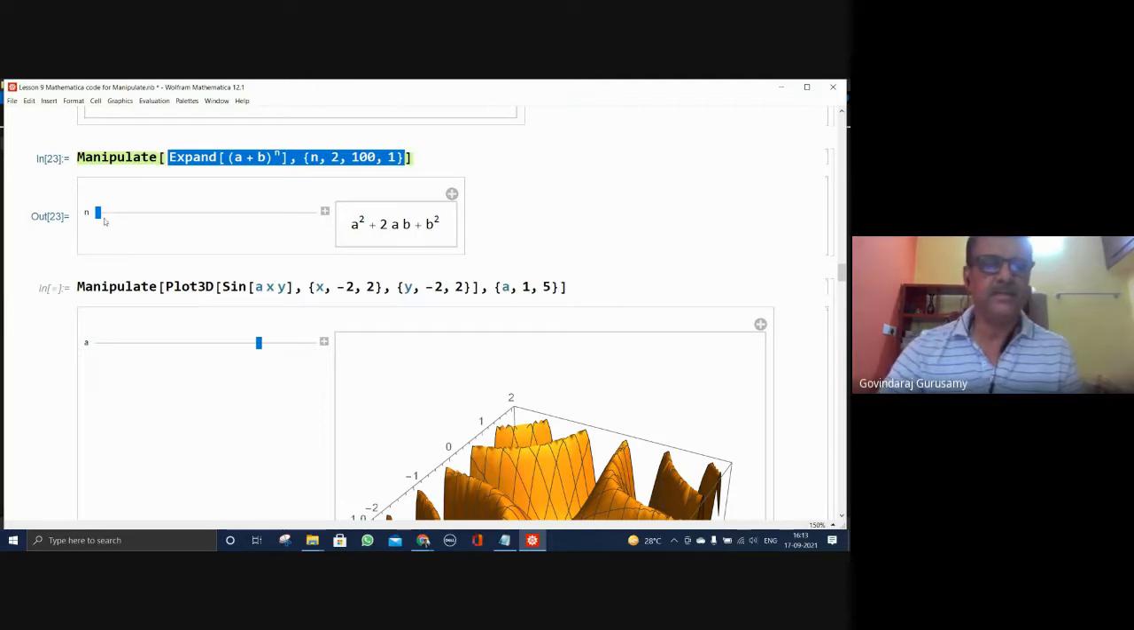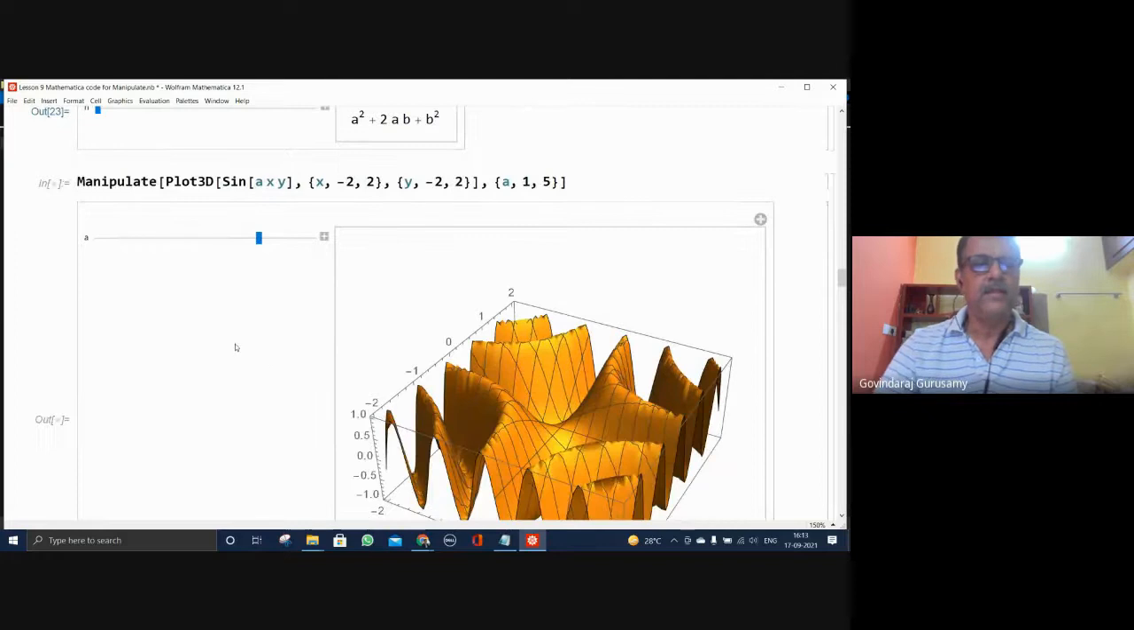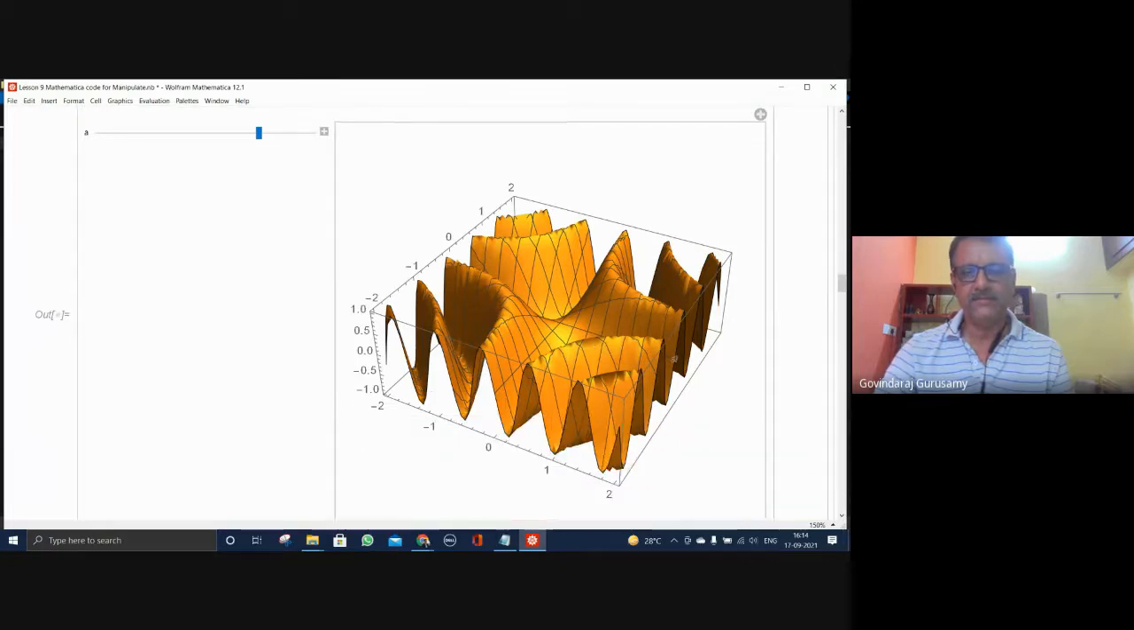Like algebra. Next, you have two variables for plotting, which means I need to have a ready plot, because these are f of x and y is the z axis. That is sine of x y is your z axis, and x and y are these two. This is like a surface plot.